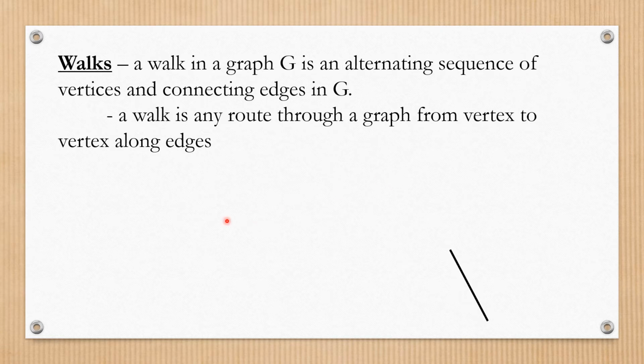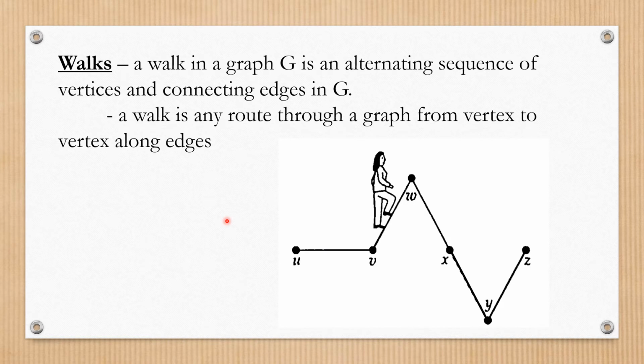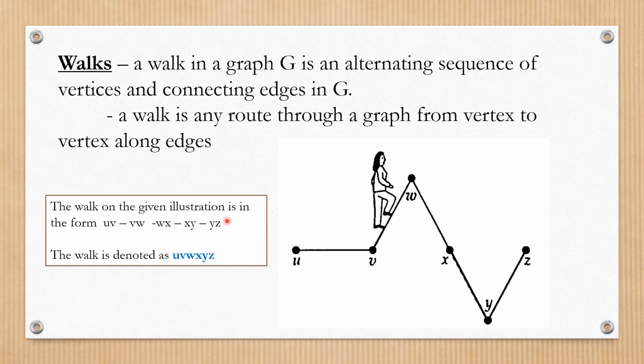Walk. A walk in a graph G is an alternating sequence of vertices and connecting edges in G. A walk is any route through a graph from vertex to vertex along edges. Now this is an example of a graph. What is a walk? Based on the word walk, we will walk from vertex to vertex.